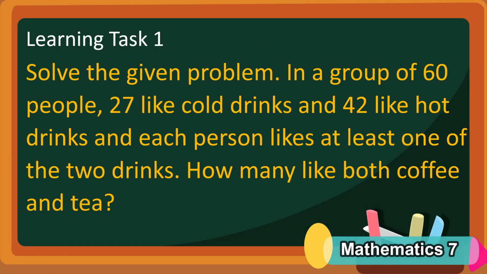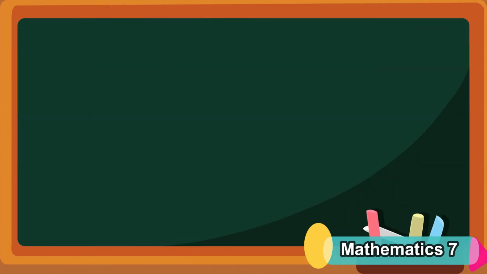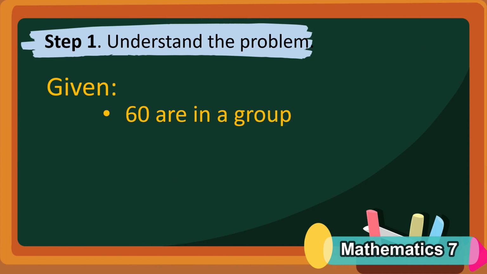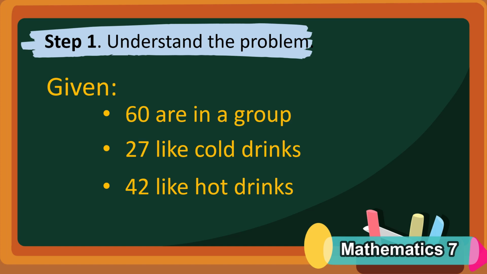Learning Task 1. Solve the given problem. In a group of 60 people, 27 like cold drinks and 42 like hot drinks, and each person likes at least one of the two drinks. How many like both? Step 1. Understand the problem. Given: 60 are in a group. 27 like cold drinks. 42 like hot drinks. How many like both cold and hot drinks?